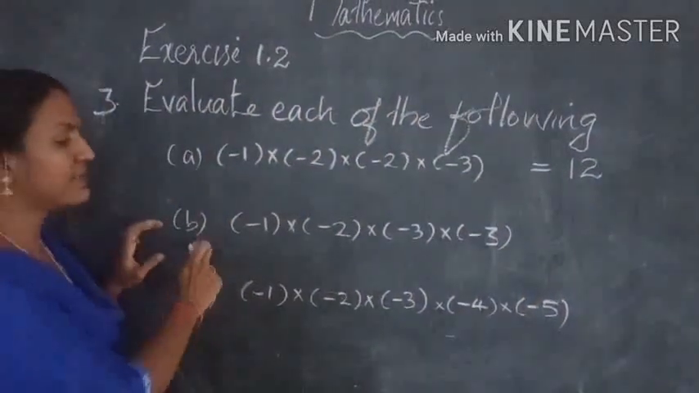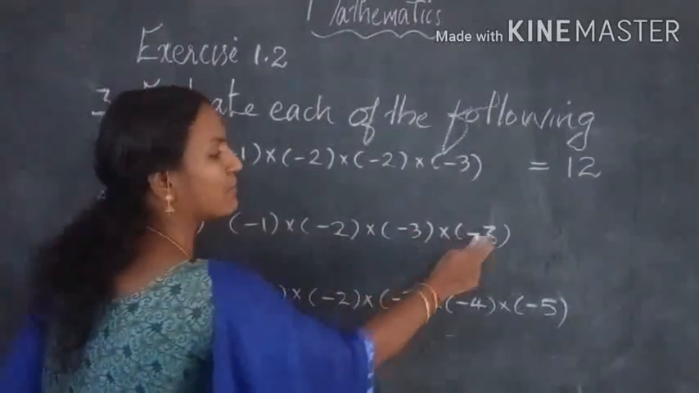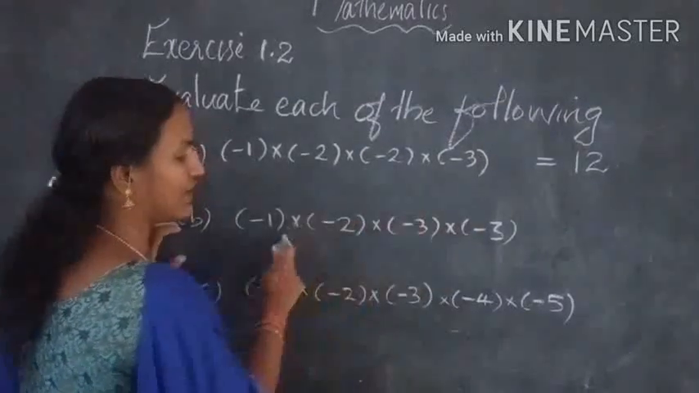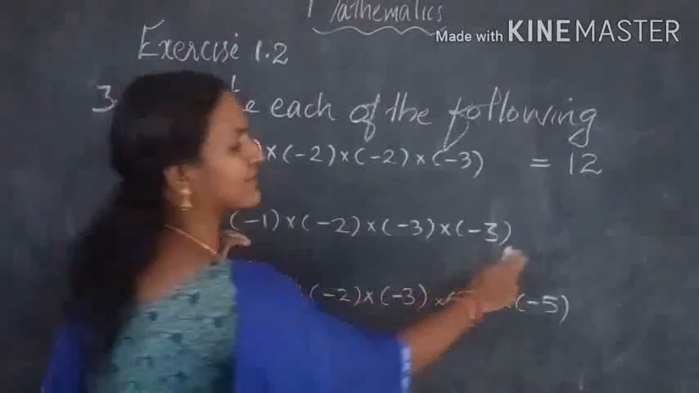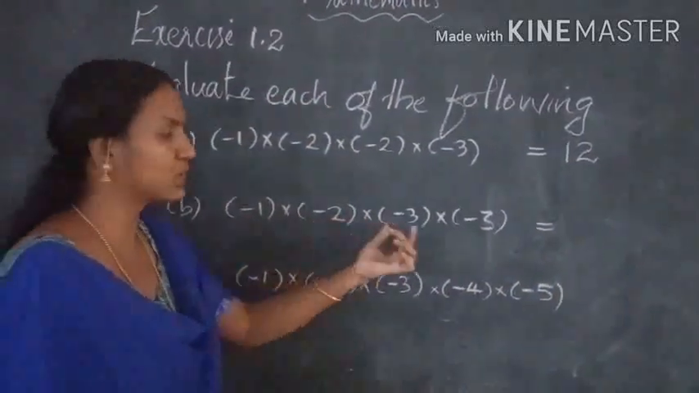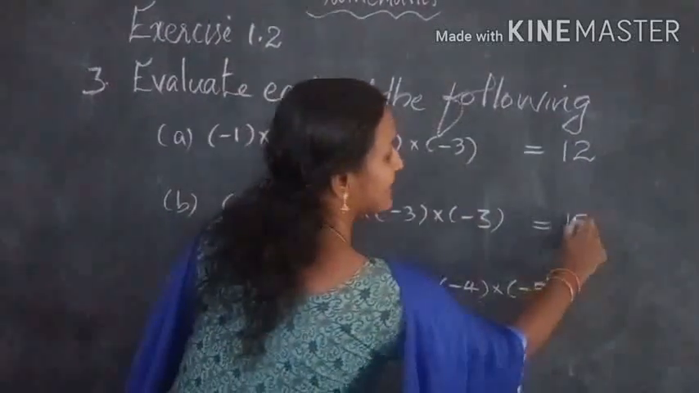The next question, minus 1 into minus 2 into minus 3 into minus 3. Here there are 4 negative signs. 1, 2, 3, 4. 4 is even, so the answer will be positive. Is equal to 1 2s are 2, 2 3s are 6, 6 3s are 18, plus 18.